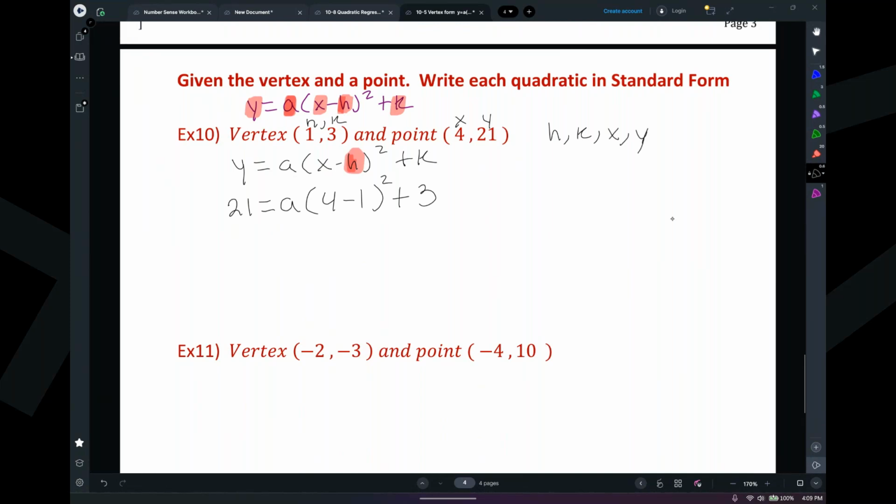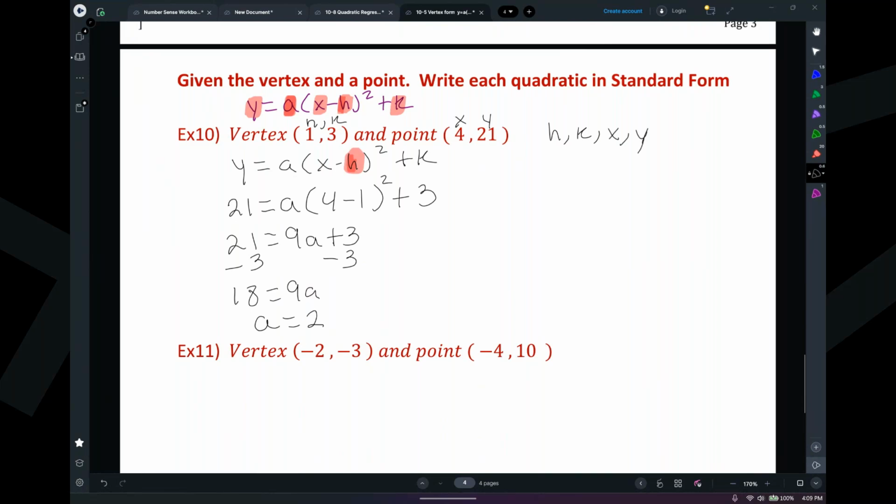So let's just do the math. 4 minus 1 is 3. So 3 squared is 9. So this is 9a plus 3 equals 21, right? Minus 3, you get 18 equals 9a. So a is 2.